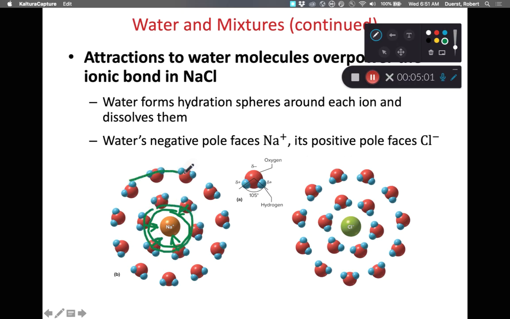This is referred to as a hydration sphere around that ion. And this is a two-dimensional picture trying to represent a three-dimensional phenomenon. When we look at chloride, chloride has a negative charge, and the partial positive hydrogens of the water are going to be attracted to that negative chloride to form another hydration sphere.